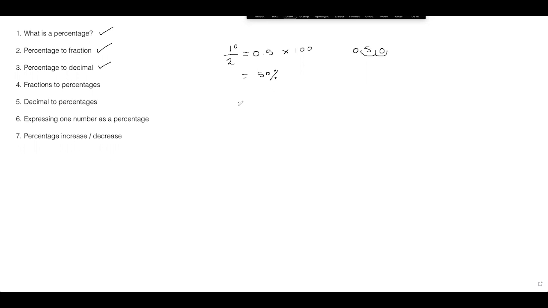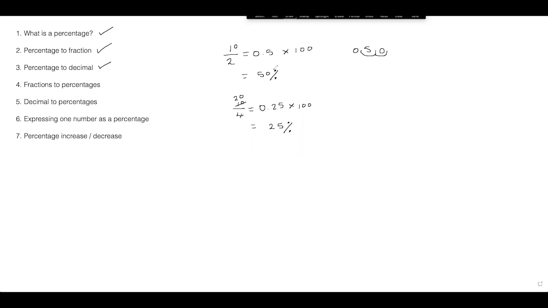Say you have 1/4. You need to convert this into a decimal first. 4 into 1 doesn't go. So you put a 0, then you put a point, and then you add a 0. 4 into 10 goes 2, because 2 4s are 8. If you take 8 from 10, you're left with 2. And then you just add a 0. 4 into 20 goes 5. Now you have 0.25. You times by 100, and that will give you 25%.